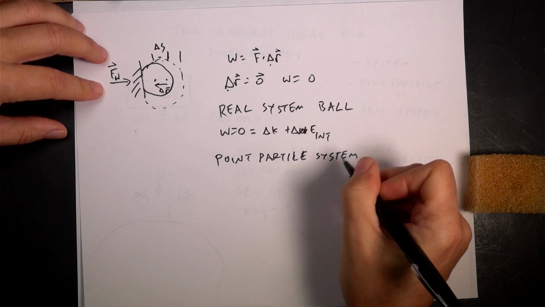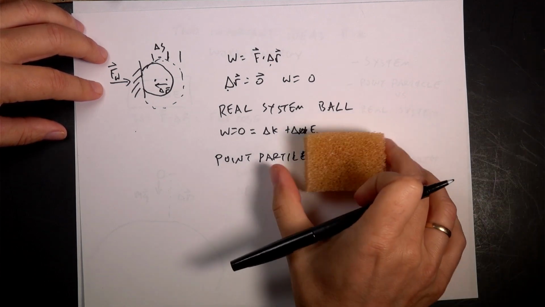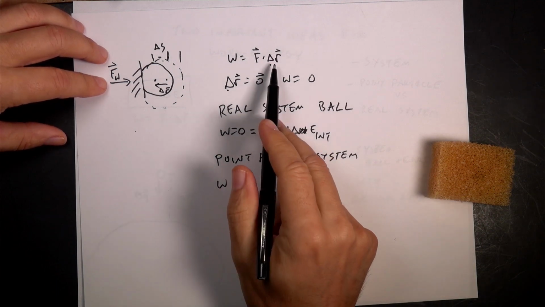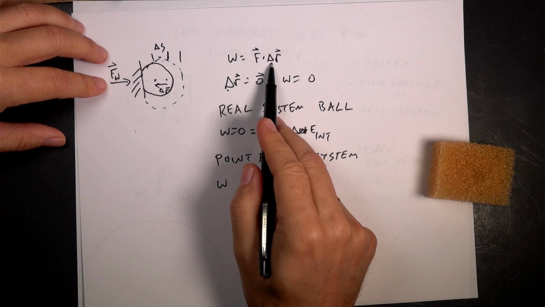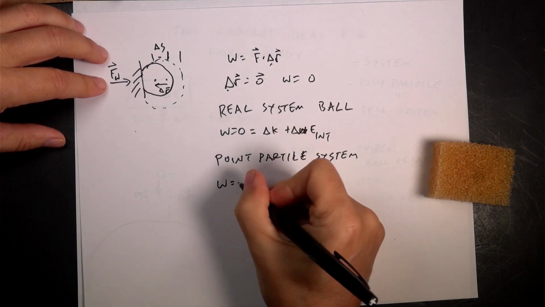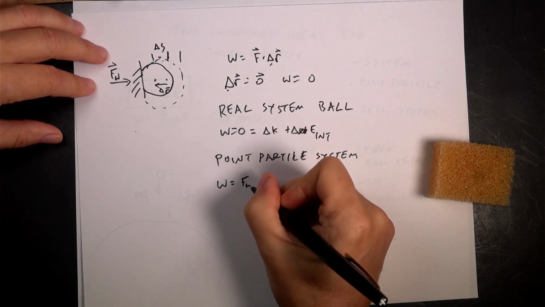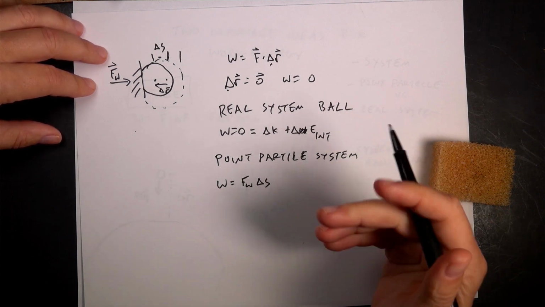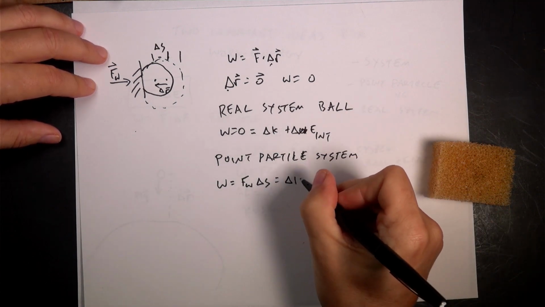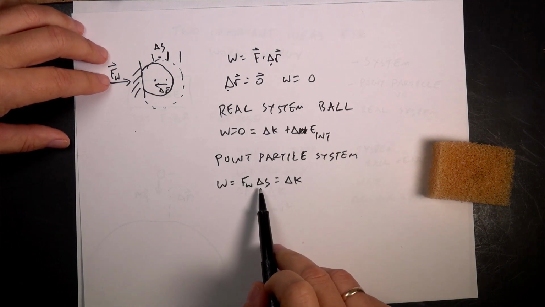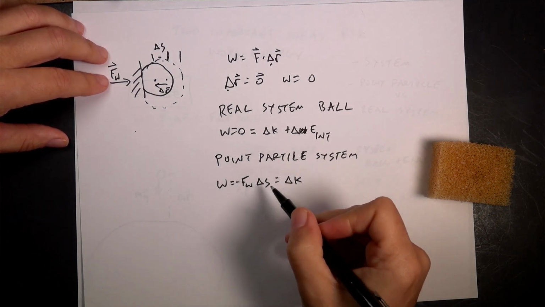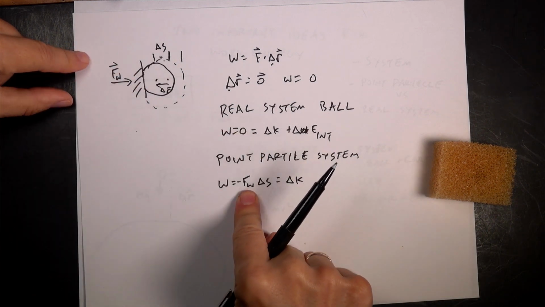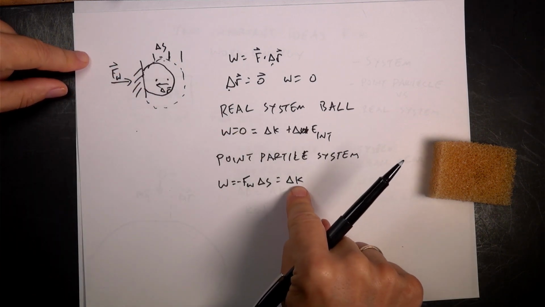In the point particle system, we assume this ball is just a point. And in that case, we use the displacement of the center of mass to calculate the work. So in this case, the work would be F wall delta S. But it's a point mass that only has changes in kinetic energy. So in this case, this would actually be negative, right? Because the force is that way, the displacement's that way. So it's negative work done, and the change in kinetic energy is negative.